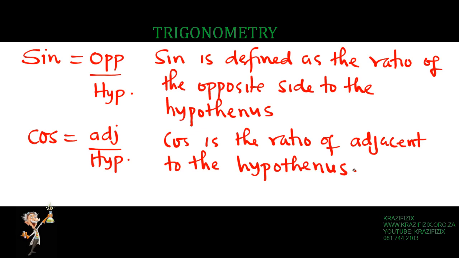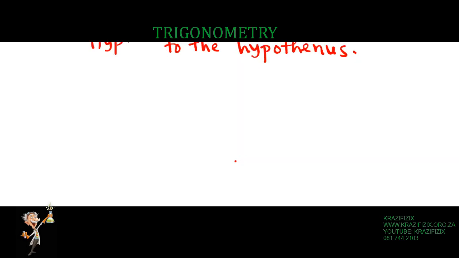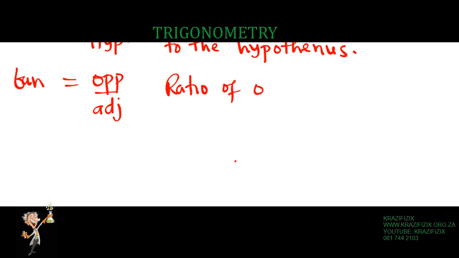And tan is opposite over adjacent. So it is the ratio of opposite to the adjacent. Tan. I hope you are taking down your notes.